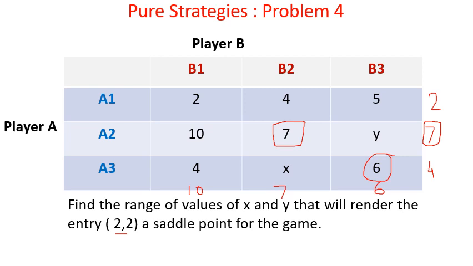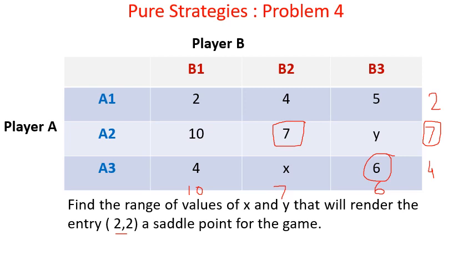That is why they are telling for what values of x and y. That's why the problem asks you. You are asked to find out the values of x and y which can render that particular point A2 to B2 as a saddle point. So please note here, this can become a saddle point only when maximin value is equal to minimax value, which means this has to shift from here to here, to this particular point 7.